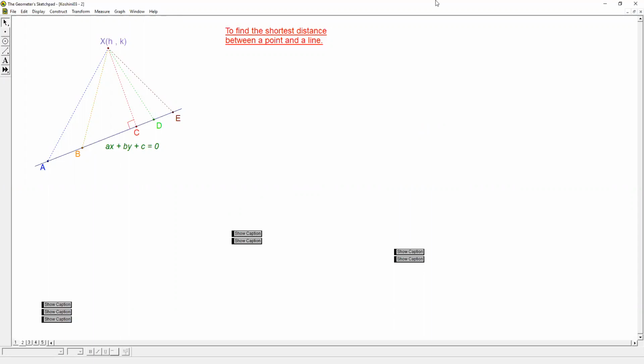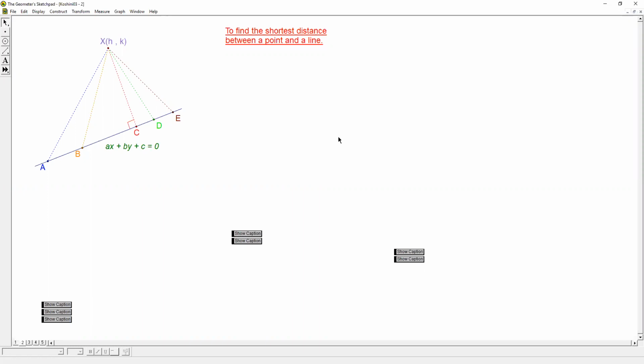The diagram here shows a point X, and the coordinate of this point is (h, k). I have also drawn a straight line here. On this straight line, I have marked 5 points. These 5 points are A, B, C, D, and E. The equation of this straight line is ax plus by plus c equals 0.